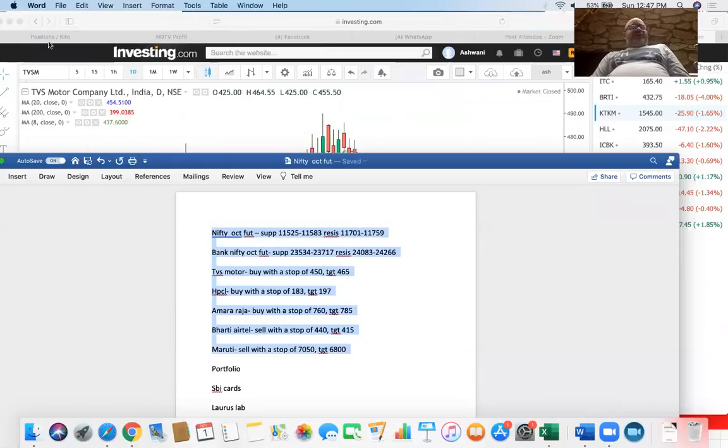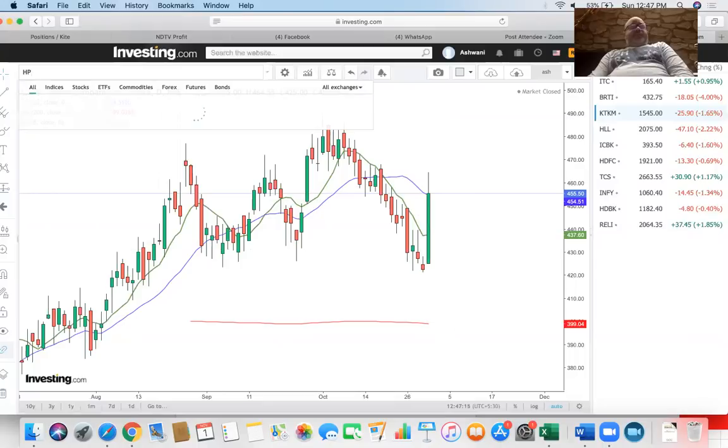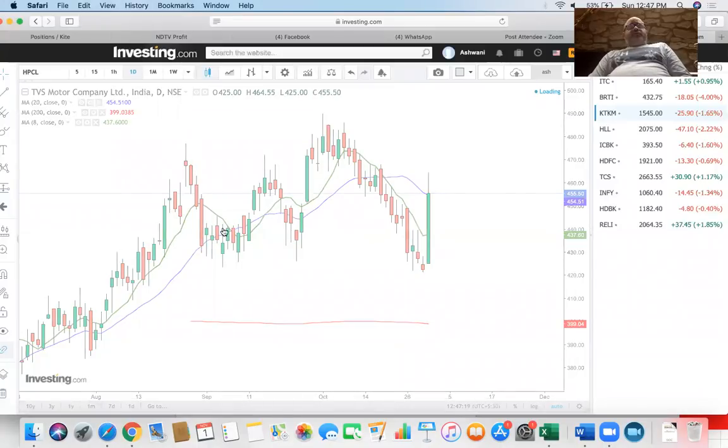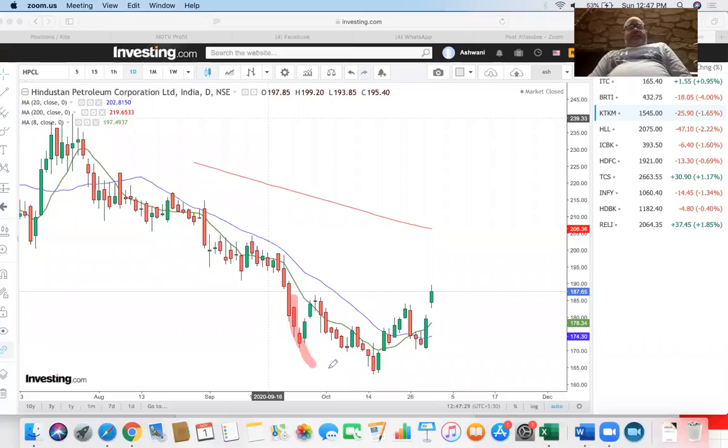Second stock is HPCL. Given this sort of crude decline, I think this is a kind of head and shoulder, and you could easily get to this 200, which is about 206.